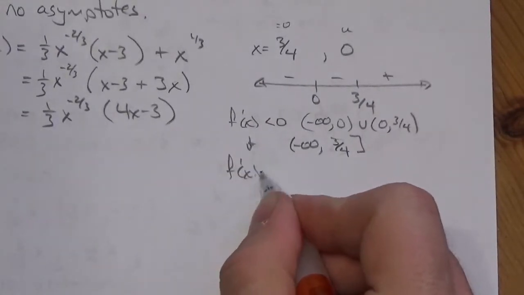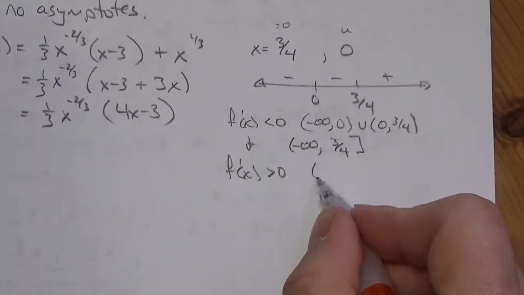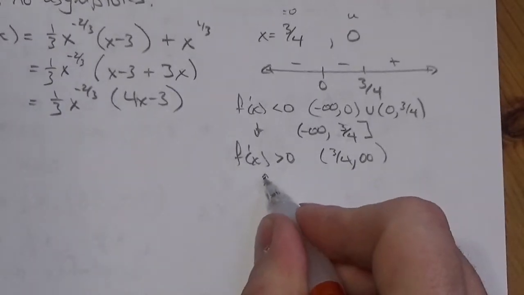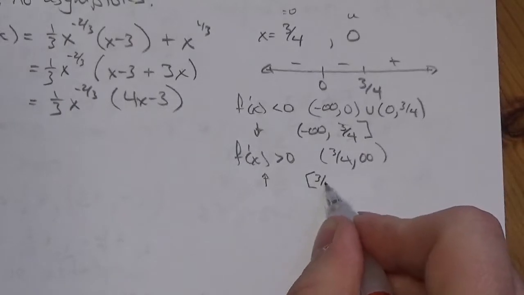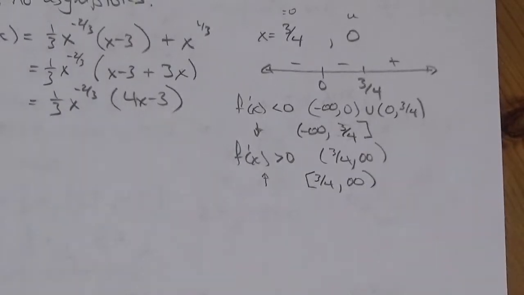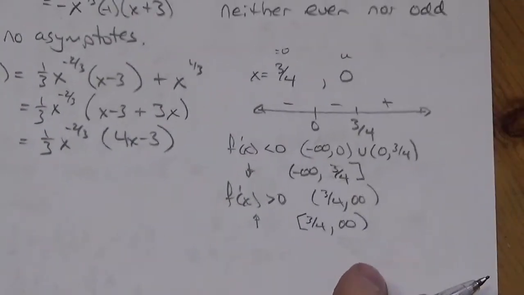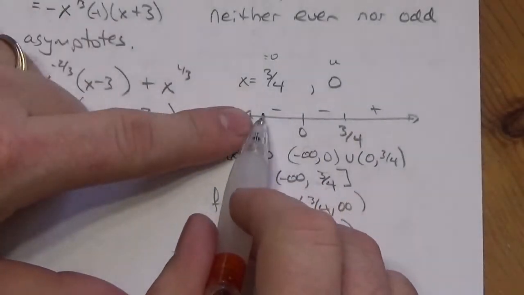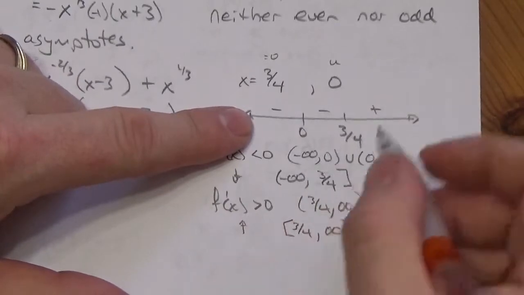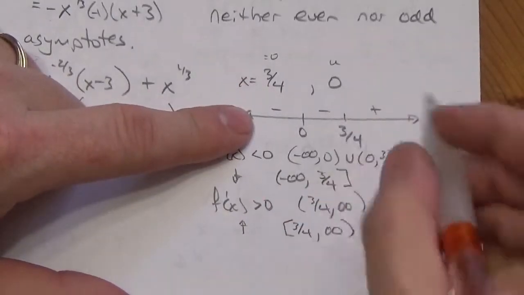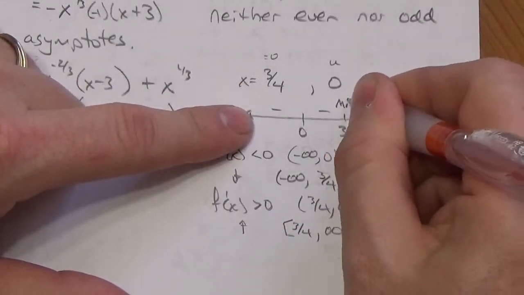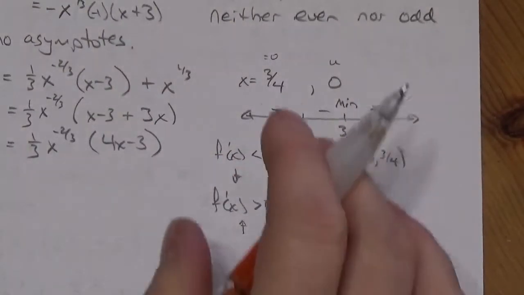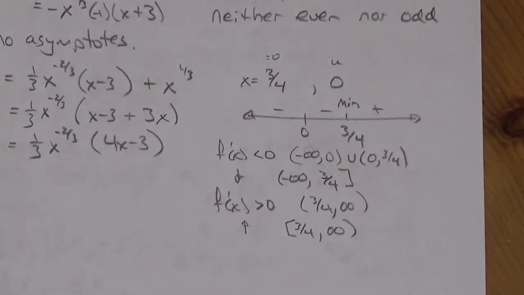The derivative is going to be greater than 0 from 3/4 out to infinity, which means this function is going to be increasing on that closed interval from 3/4 out to infinity. Now this opens up kind of an interesting spot here, because notice that the function is decreasing through the 0 and then changes at 3/4. So we know that this is going to be a min here, but that 0 does not qualify as a max or a min, so something kind of weird is going on right there.